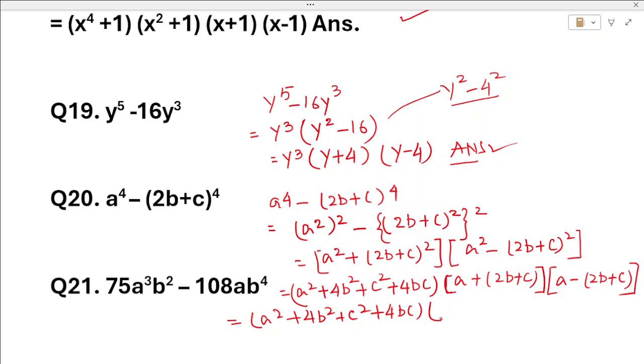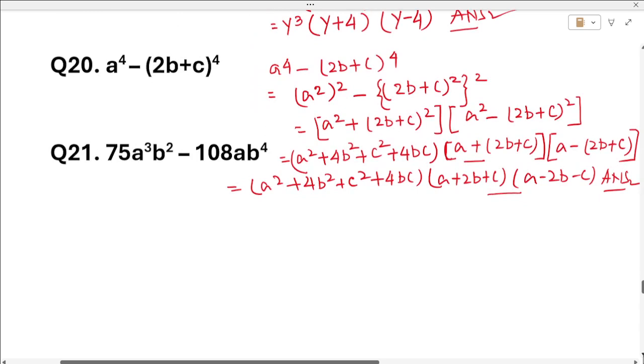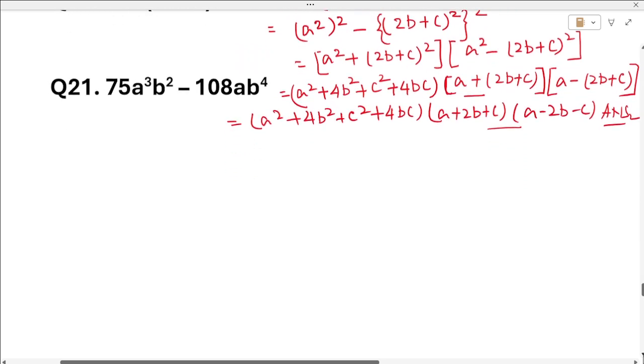Now open this bracket inside, a plus 2b plus c. Open the third bracket, a minus 2b minus c. So this is the answer for this question. Okay, this is the answer for question number 20. I hope you understood. Now question number 21.